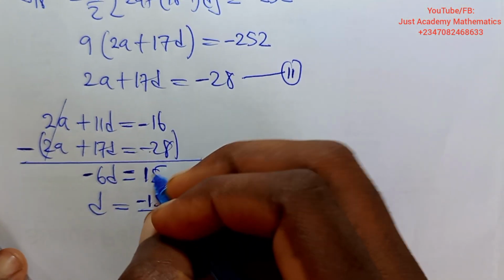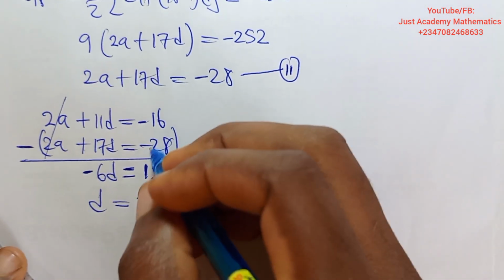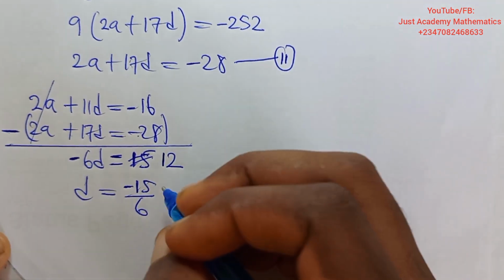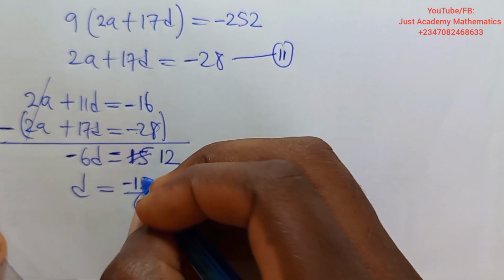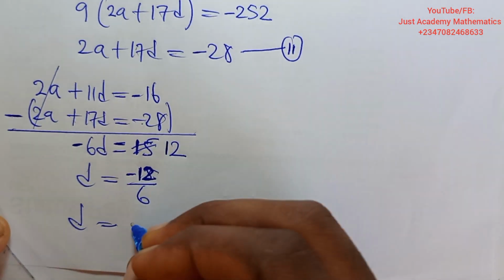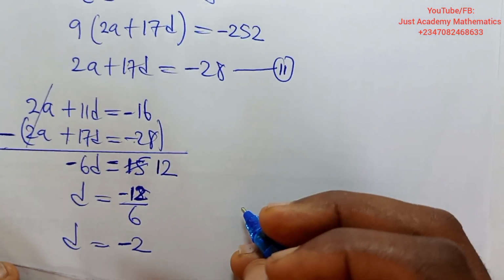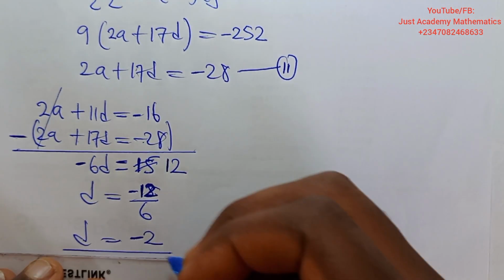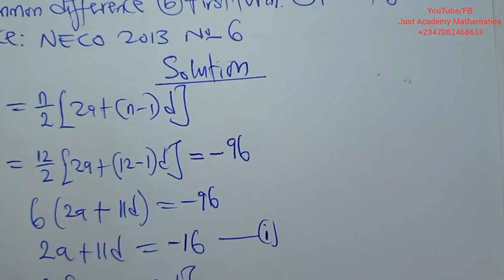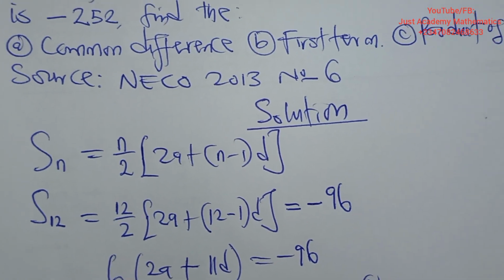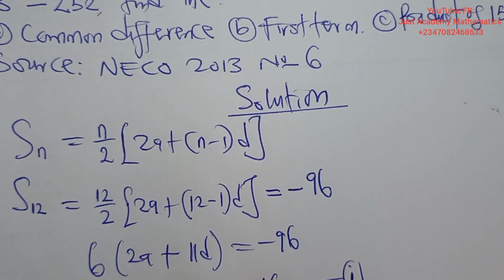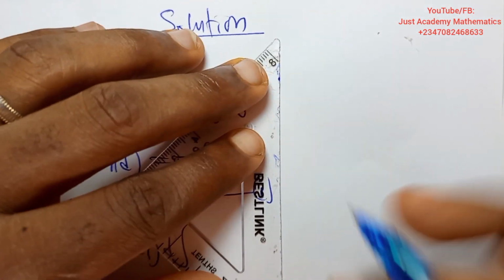Okay, there is an error here. Minus 16 plus 28 is 12, not 15. Here is 12, positive 12, and here is 12, not 15. So d is equal to minus 2. Minus 2 is our common difference. That is the first part, and that is the answer we just got. The common difference is minus 2.